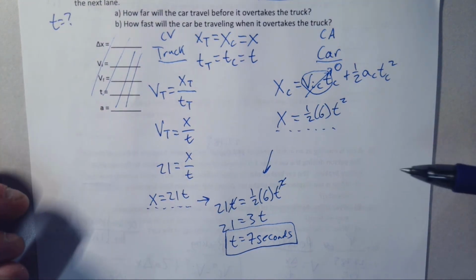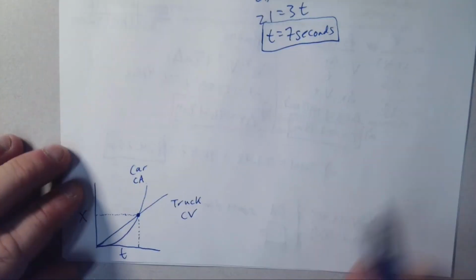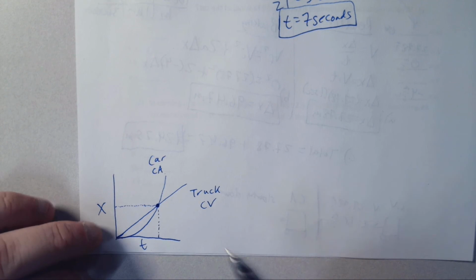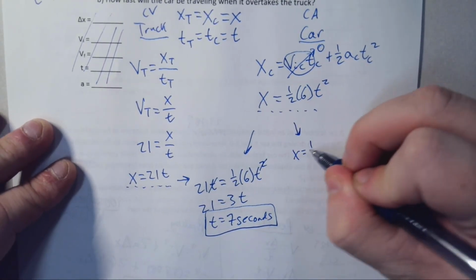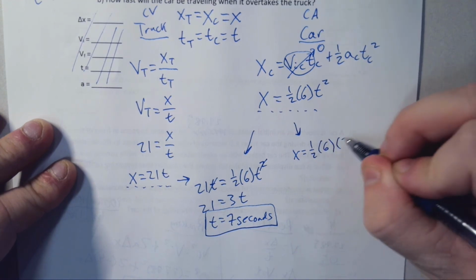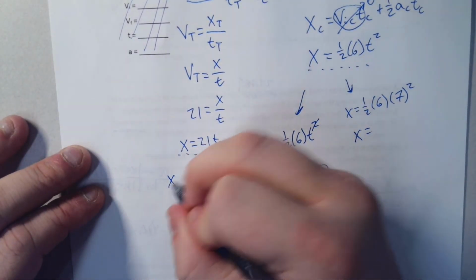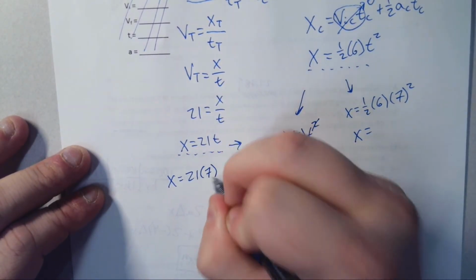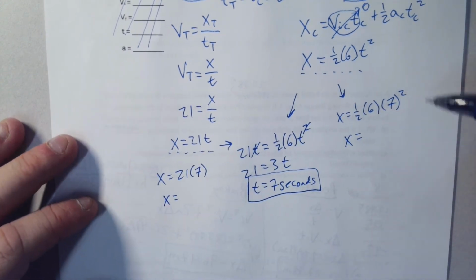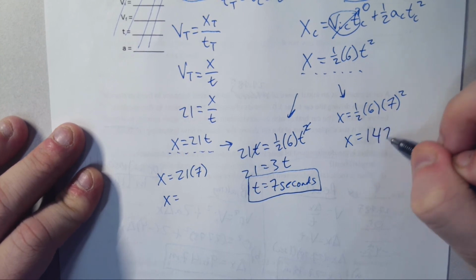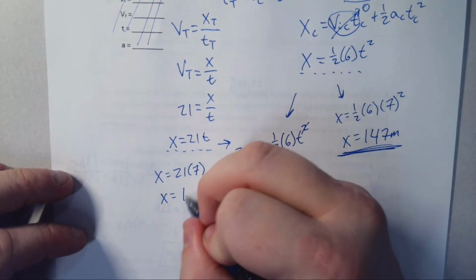So here's our check. If these two answers don't equal the same, then we're basically saying that they don't actually pass each other at the same time. So these have to match. So let's look at that. x equals 1/2 times 6 times 7 seconds squared. And then this says x is equal to 21 times 7. 1/2 times 6 times 7 squared, I think, is 147. So that's good. 21 times 7 is also 147.